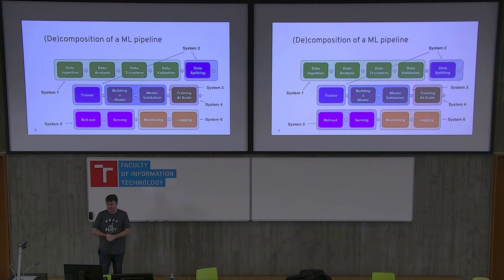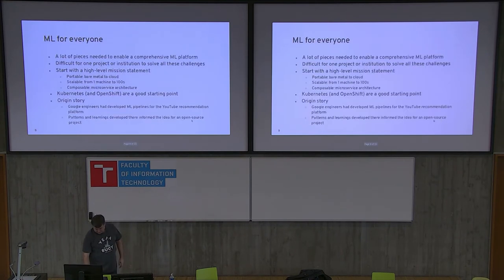So you begin to see that we need some way to organize these components, but also allow a certain degree of flexibility. It's not good enough to have a monolithic pipeline that only works in one type of environment. So there are all these different pieces that we need for an ML platform, and it's been difficult over the years for any one project or institution to try and decompose this problem and break it down.